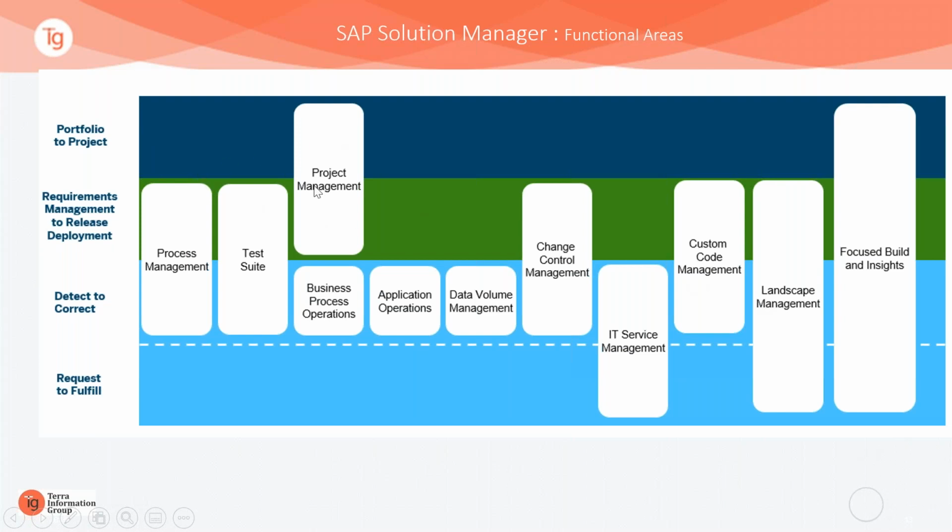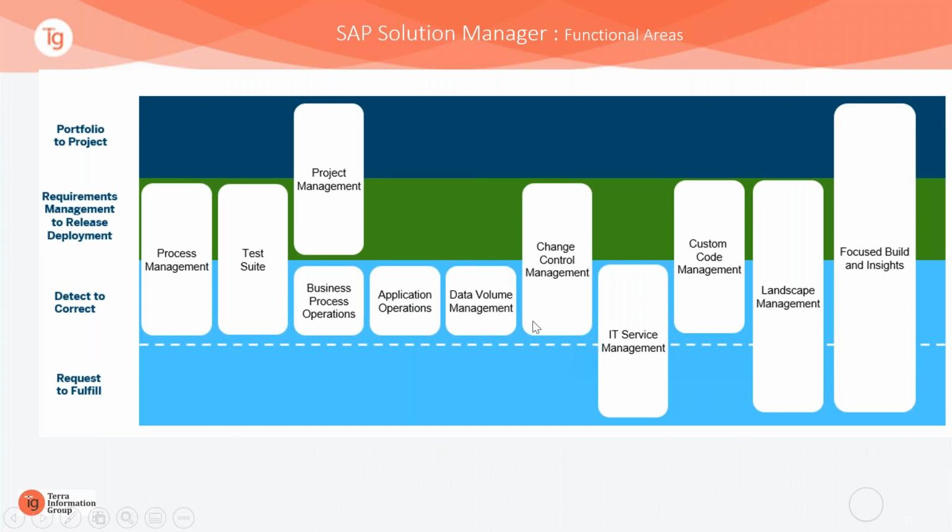Project management will help you build an idea into a project charter. Then test process management, change control management, and custom code management will help you right from gathering your requirements to correcting your requirements, to defining the structures of how your application is going to perform, defining user groups, defining permissions, roles. All those things can be done through these tools.